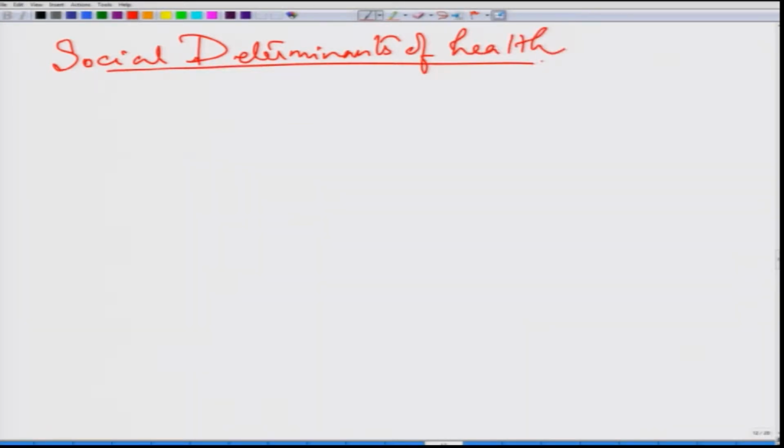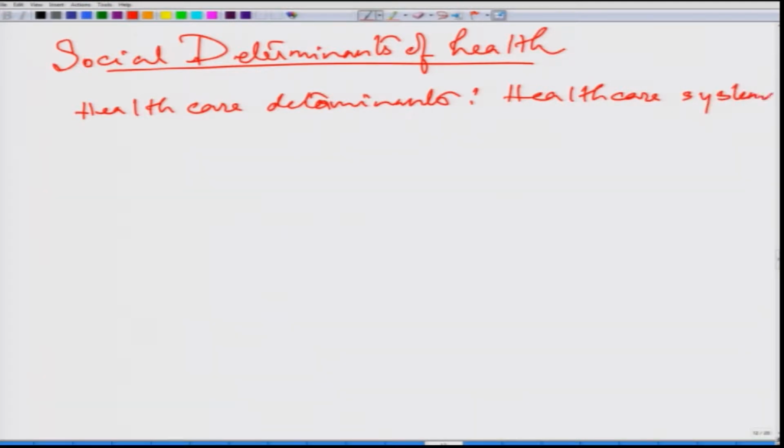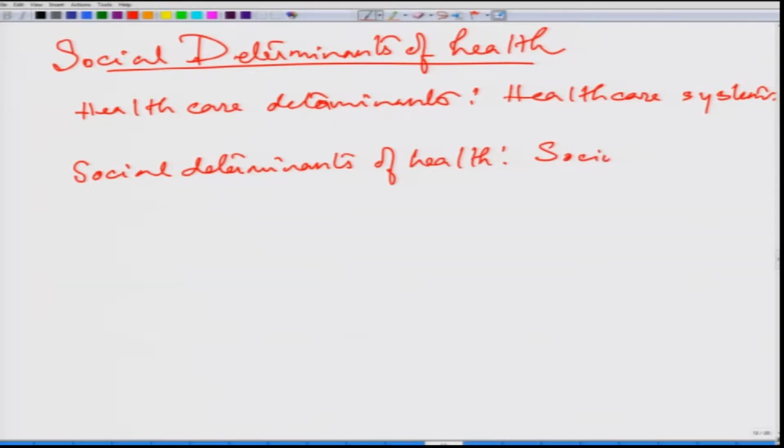When we talk about the social determinants of health, one is healthcare determinants. We have two components which come out of the healthcare system directly. And another one is social determinants. Yes, and these are those socio-economic factors.